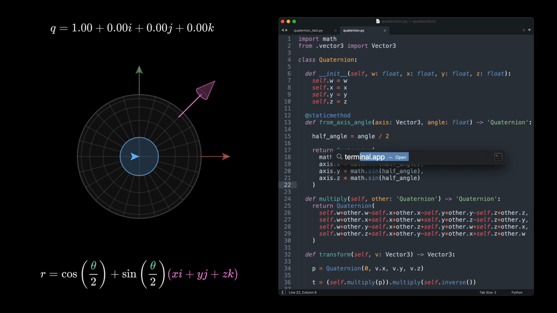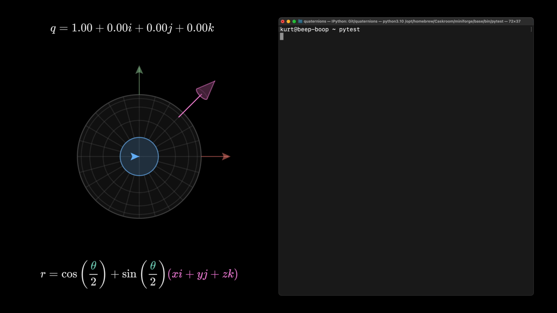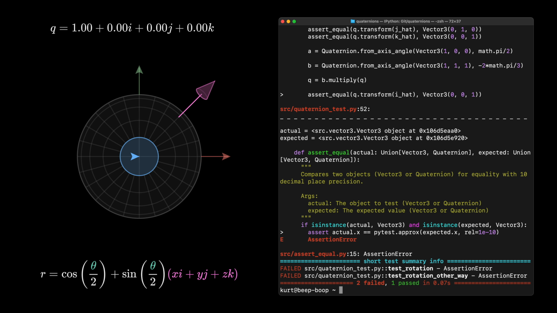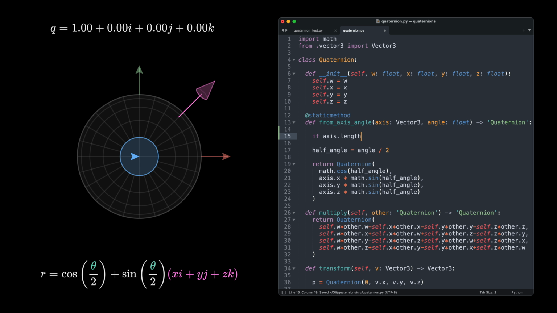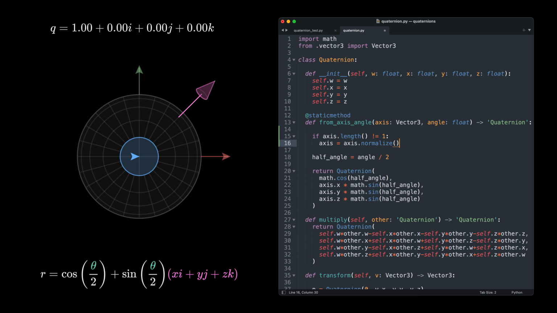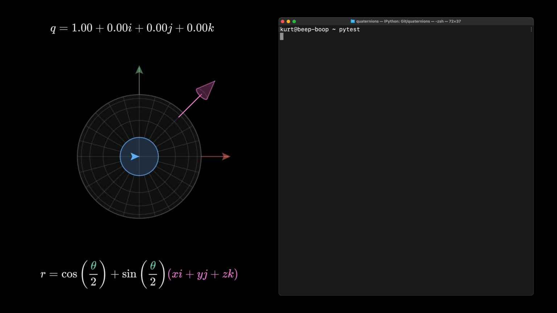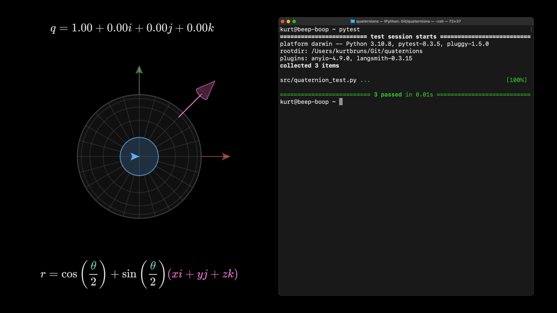Let's run our test suite to make sure we've implemented things correctly. And it looks like we're failing our rotation tests. The reason we're failing these tests has to do with the length of the axis of rotation. When we constructed the rotation around the diagonal axis, 1, 1, 1, we passed in a vector whose length was greater than 1, causing the ratio of the angle and axis to get thrown off. To fix this in the from axis angle method, we can make sure the axis of rotation is normalized. Now, when we run the tests, they pass and we have a working quaternion class.